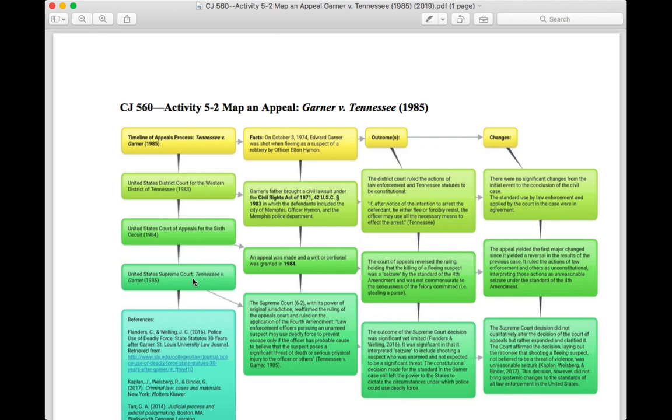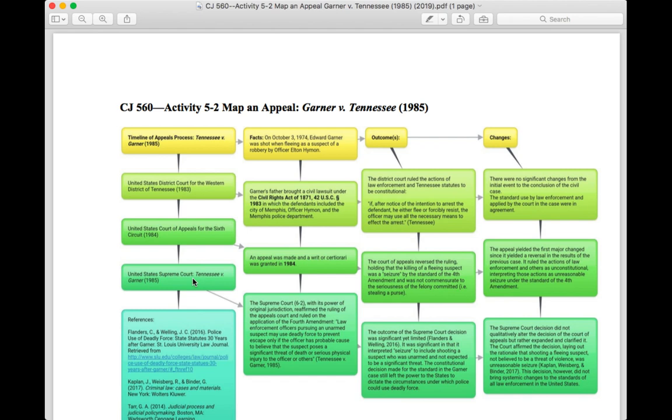Okay. So the outcome of the Supreme Court decision was significant yet limited. Limited is the word that basically all the readings that I've done seem to focus on. It was significant in that it interpreted seizure to include the shooting of a suspect who was unarmed and not expected to be a significant threat. So that puts some real life experience around the idea of what an unreasonable seizure of a person looks like.